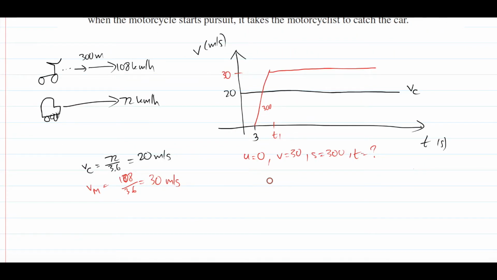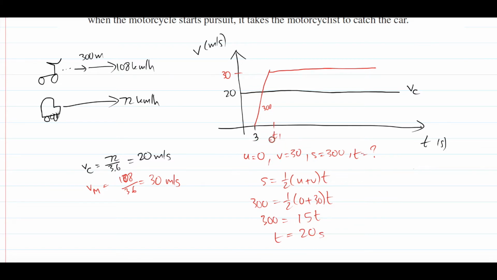The formula we should be using is s equals half (u plus v) times t. s we know is 300, u is 0, v is 30, and we don't know what t is. We're solving for that. 300 equals 30 divided by 2, which is 15t, and therefore t equals 20 seconds. So basically, after 20 seconds, he reaches 30 meters per second and travels 300 meters. Therefore, if you want to find T1, you add 20 on top of 3.